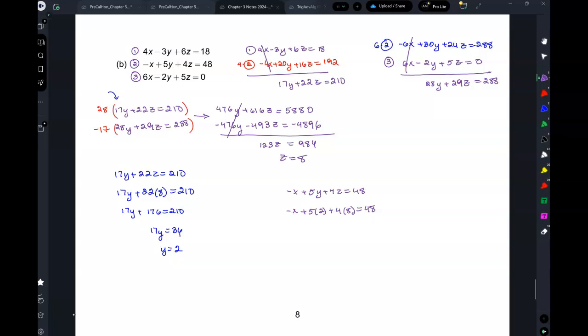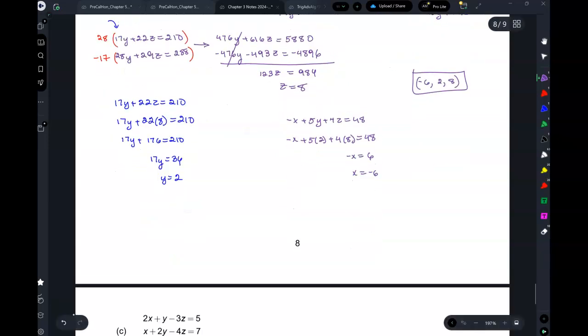So let's see, 10 plus 32 is 42. So negative x is equal to 6. X is negative 6. So finally, negative 6, 2, and 8. Right? And so this is a specific point in space, right?